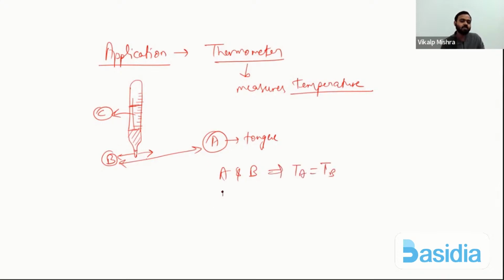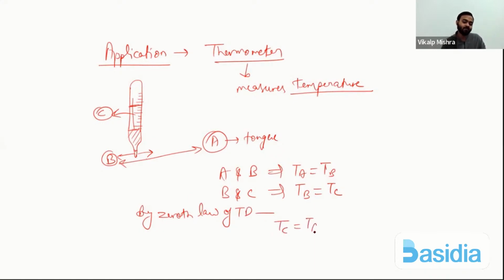B and C are in thermal equilibrium. That means we can say TB equals TC. So by Zeroth law of thermodynamics, we can say that TA is equal to TC, or TC equals TA. So whatever temperature is shown in this thermometer, that is the temperature of our body. So I hope all of you understood how a thermometer works on this Zeroth law of thermodynamics. Okay.